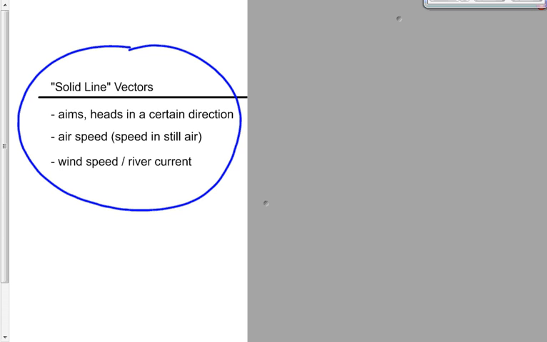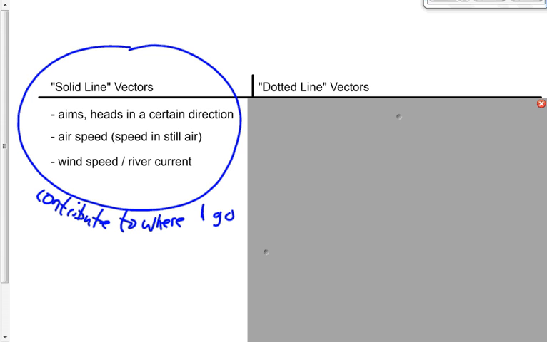The direction that I aim isn't where I end up going. The direction that the wind is going isn't where I end up going. The direction that the river current is flowing isn't where I end up going. All of those things contribute to where I end up going. Does that make sense? Combined, they cause me to go where I actually go. So solid line vectors contribute to where I go, or where whatever it is that goes.